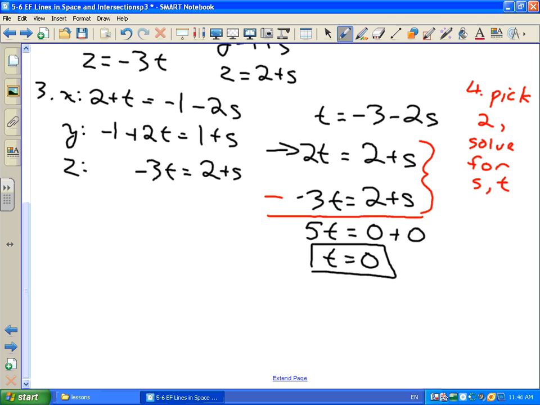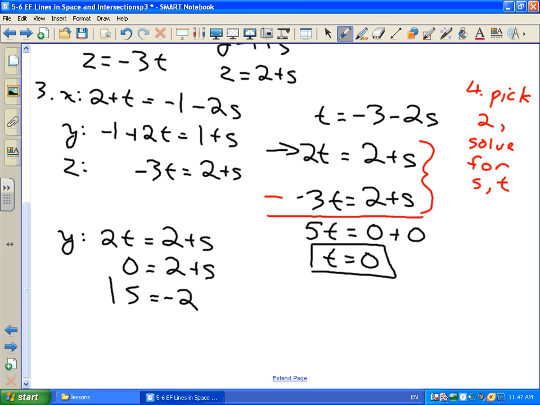Now I want to go back and get my value for s, but I want to make sure that I use one of these two equations that I used to solve for t here. So I'm going to use my y equation here, which was 2t equals 2 plus s. I put in t equals 0, and then I get s is negative 2. So I've got my values of t and s.